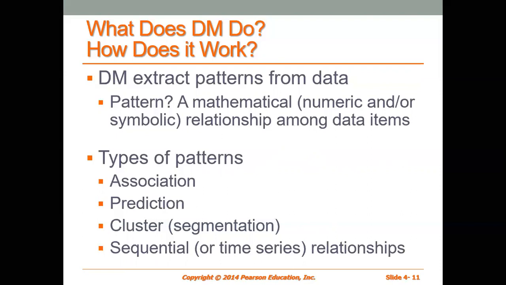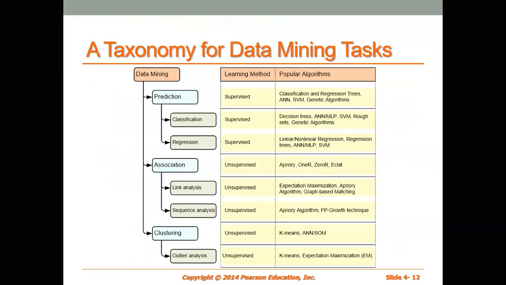So, types of patterns. What are the different types of patterns we have? We have associations, predictions, clustering, sequential and relationship. These are different kinds of patterns which can be used by data mining to find out the relationships. We will see how this can be used. A pattern is a certain model to follow. Very good.